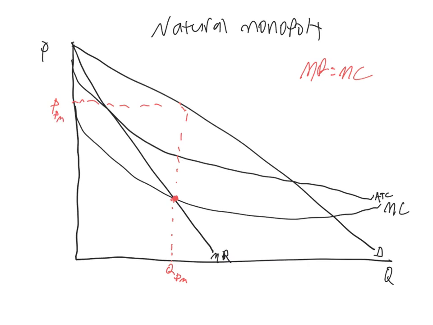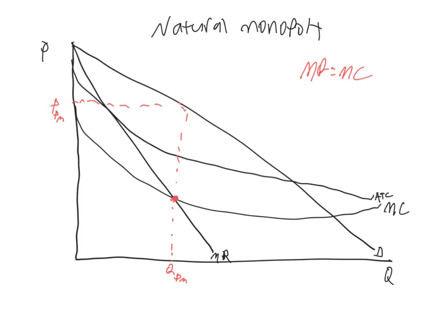So let's go back to natural monopolies. They're big firms where there are not many competitors, like the sewers. There's only one sewage company, electric companies, stuff like that. Those are all examples of natural monopolies.